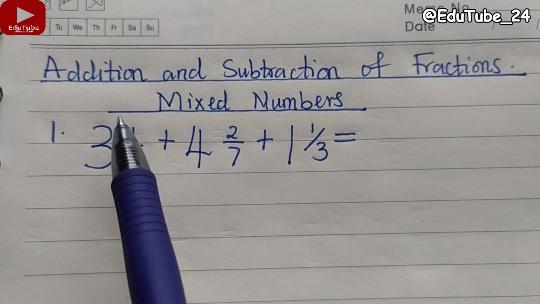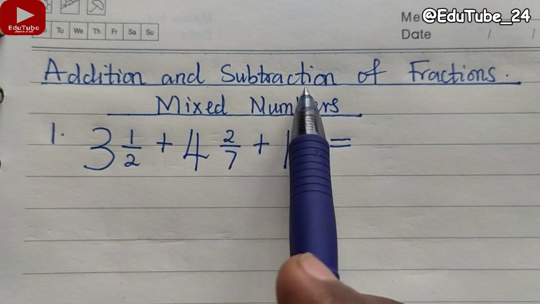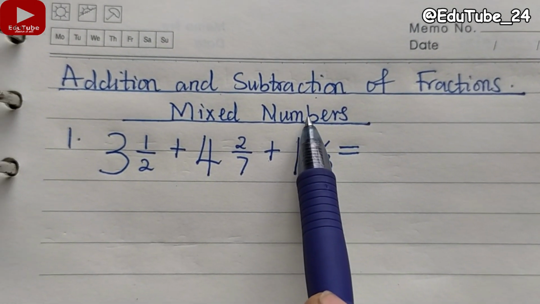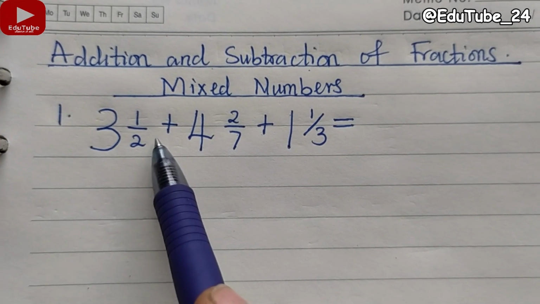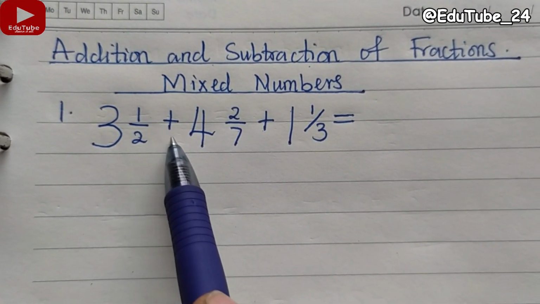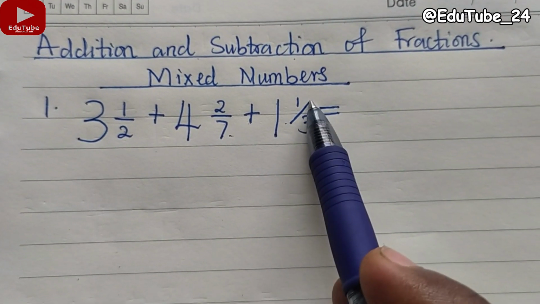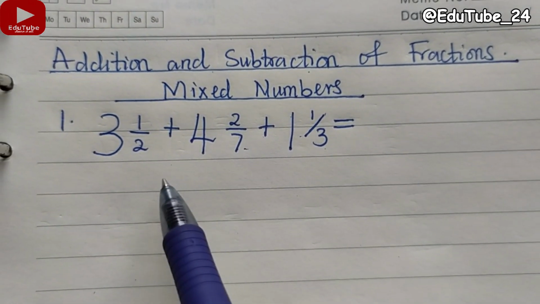In this lesson, we are going to learn addition and subtraction of fractions, mixed numbers to be precise. So in our first example, we are adding 3 whole number 1 out of 2 plus 4 whole number 2 out of 7 and 1 whole number 1 out of 3. So this is a mixed number.